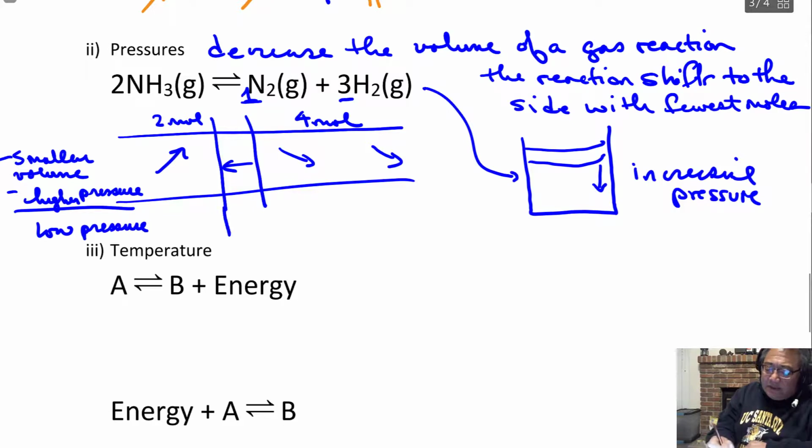Then what it wants to do is it basically wants to go to the side that will fill it up better. It's going to go that way. And when it does that, then the left side goes down and the right side all goes up.